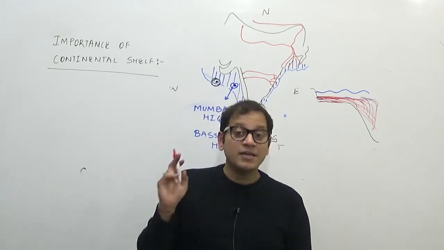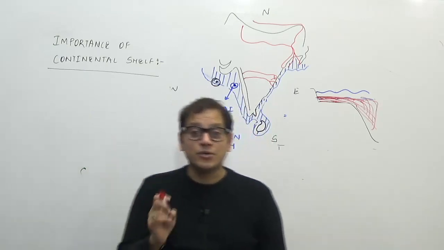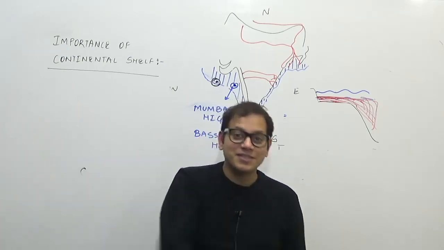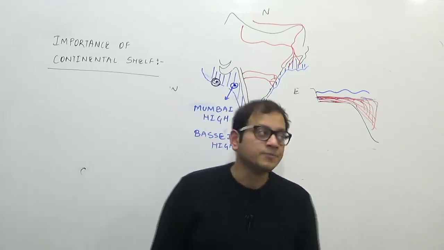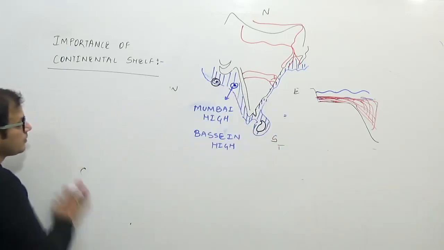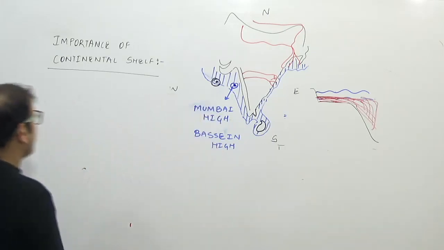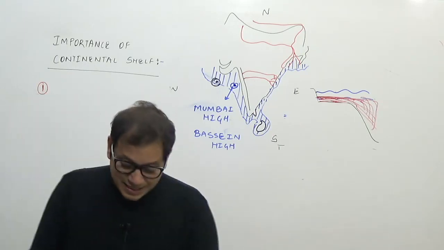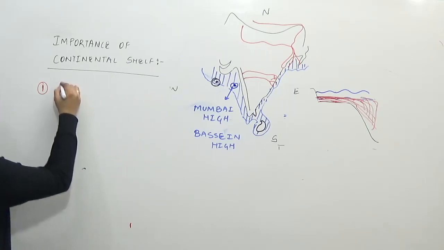So again from the examination point of view, this year a question came: where is the Middle East located? So the Middle East is not on the eastern side but on the western side of Asia, that is West Asia. West Asia itself is called the Middle East. So the Mumbai High or Basin High means the continental shelf has economic importance, that is, they are an important source of mineral and energy resources.